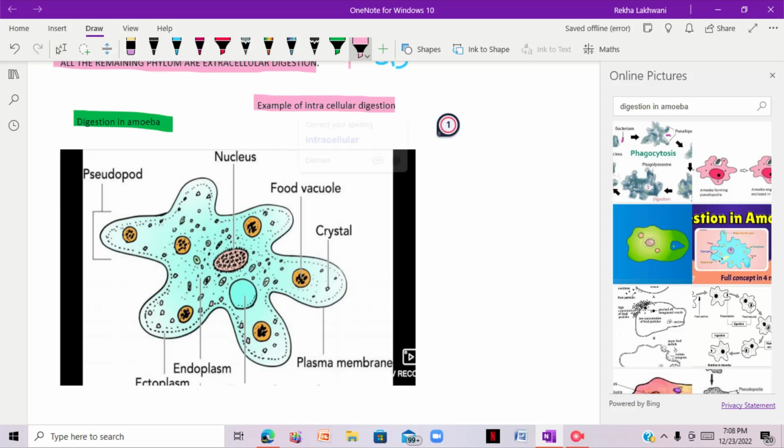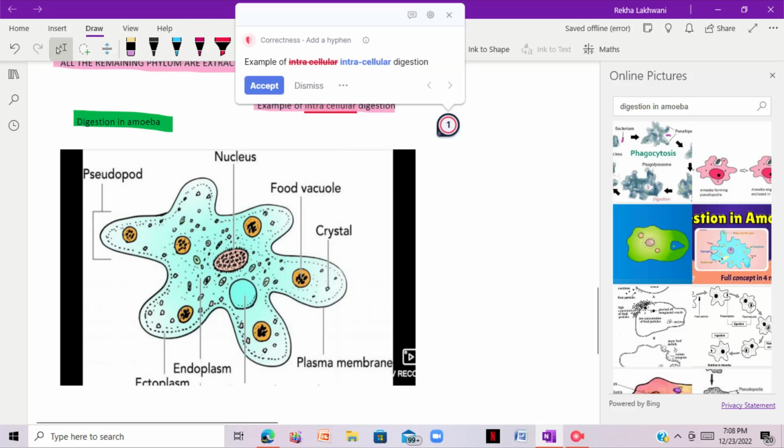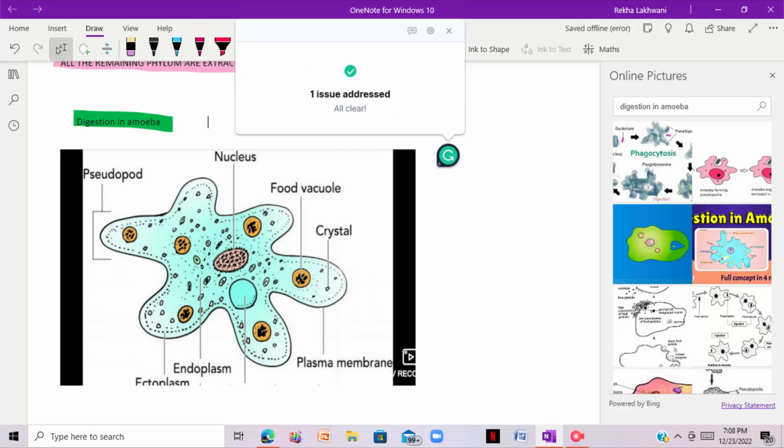Okay, this is basically a spelling error. Now let's look at digestion in amoeba. So what is amoeba? Amoeba is basically a unicellular organism. It is a unicellular prokaryotic organism.